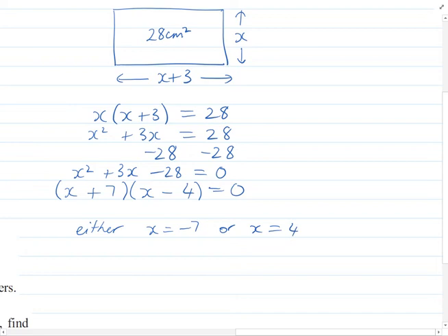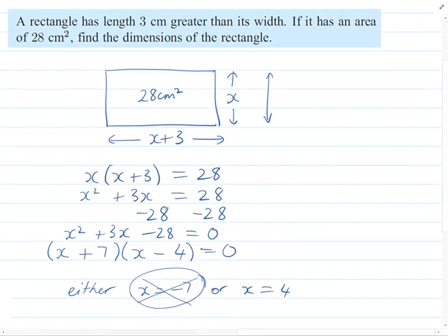Now, we don't stop here because one of these answers doesn't make sense. So when you're thinking about length, one of these doesn't make sense. So which one is it? Well, negative 7 does not make sense in this context. 4 makes sense. And let's just make sure that we've read what the question asks.